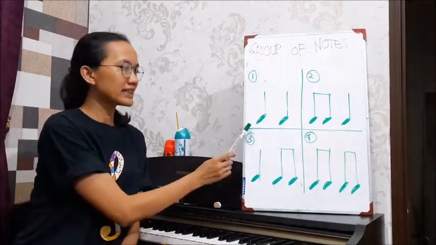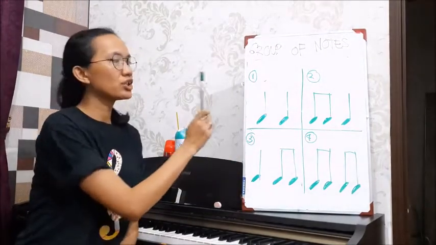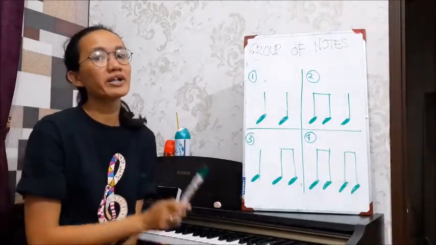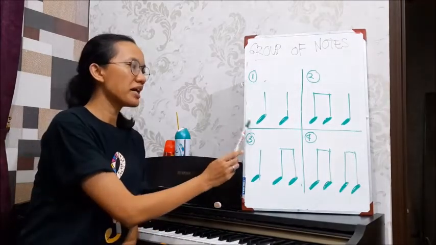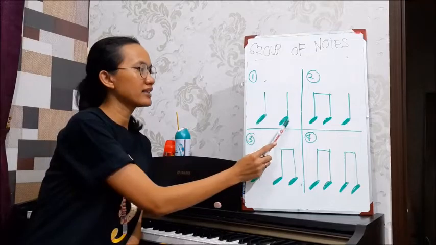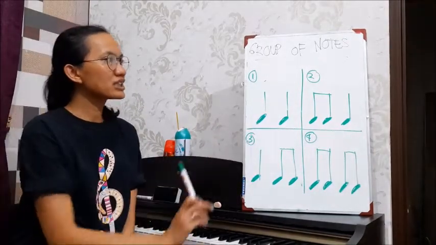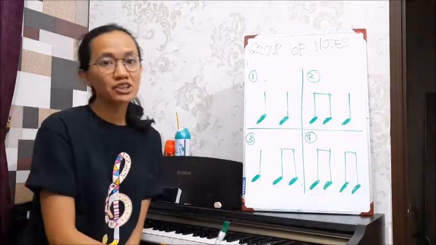Okay, so this is the tempo, 5, 6, 7, 8. Let's try to do group 1, number 1, and say it with ta. 5, 6, 7, 8. Ta, ta. So number 1 will go like that. Easy. Now let's try with number 2, the second group of notes.